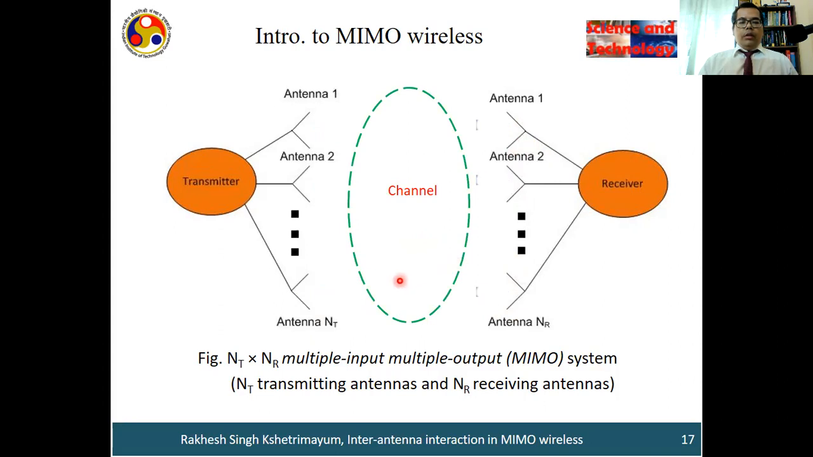So how many inputs do we have? We have NT inputs, we have NR outputs. So, multiple input, multiple output system. That's the full form for the MIMO wireless communication system. The short form, the abbreviation, is MIMO: multiple input, multiple output system. So that's a formal definition for the MIMO wireless system.